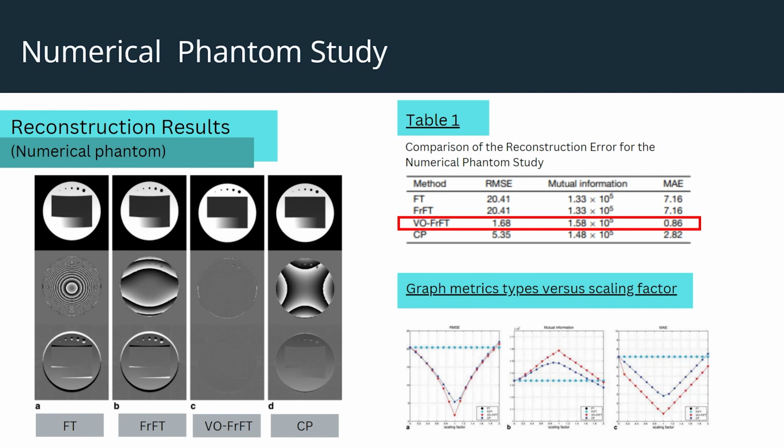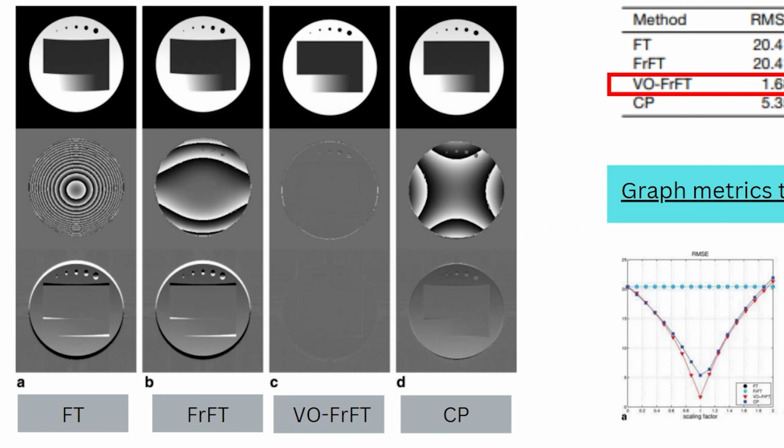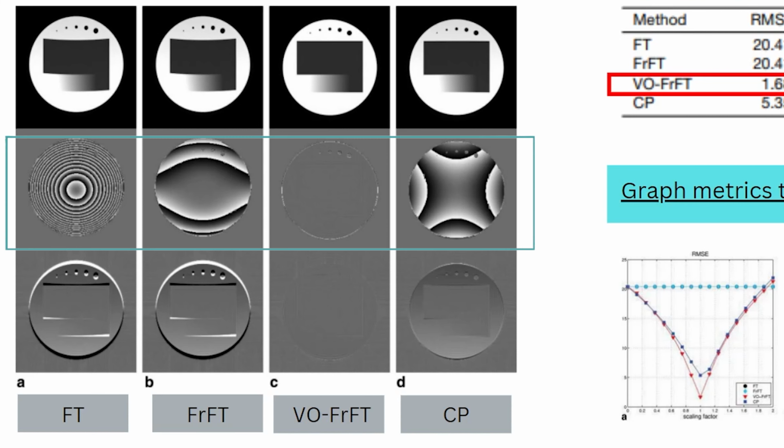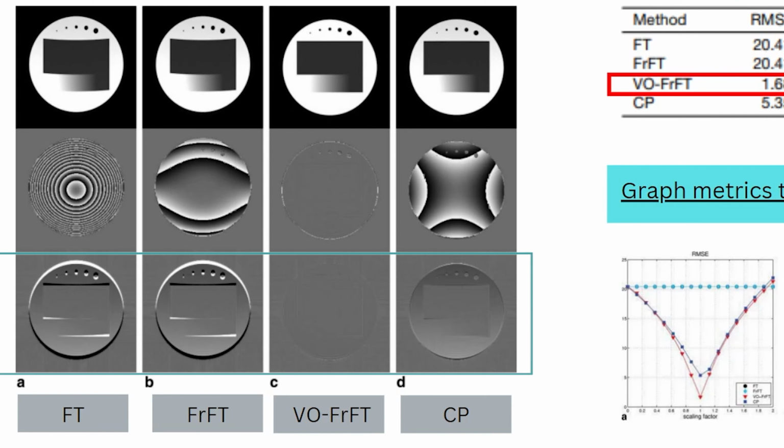For the experiment results, let's start off with the numerical phantom study. As you can see here on the left-hand side, we have 4 columns of images. The upper part represents the simulated reference images. The middle part shows the geometric distortion of magnitude under quadratic field images. And the bottom part represents the absolute images with respect to phase.